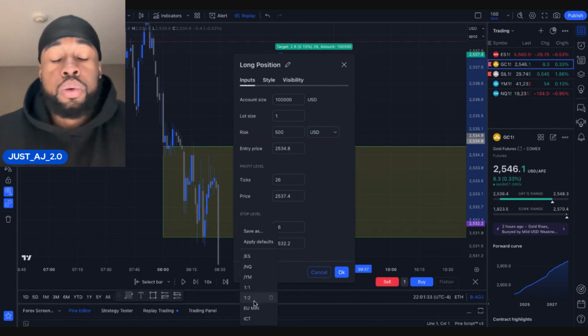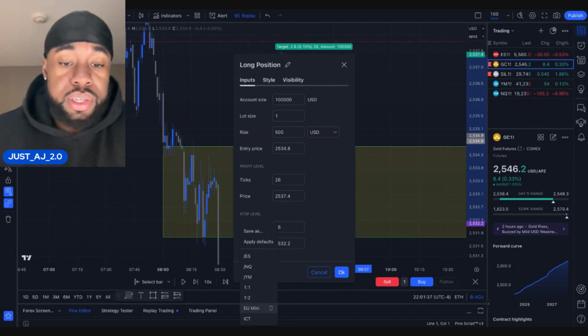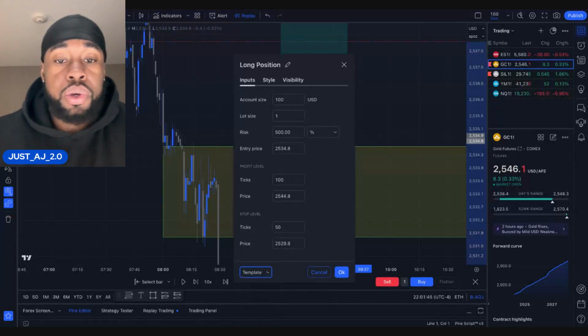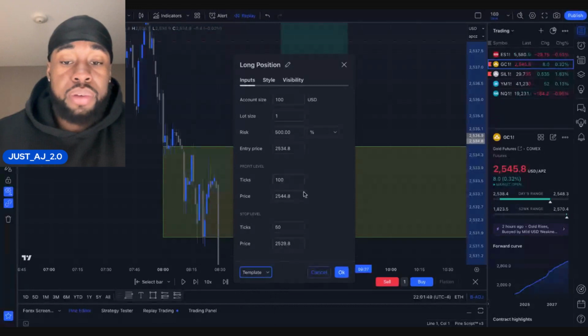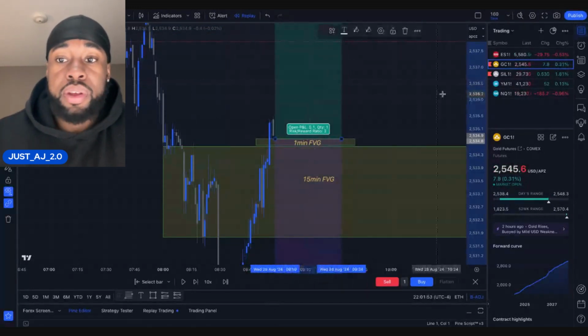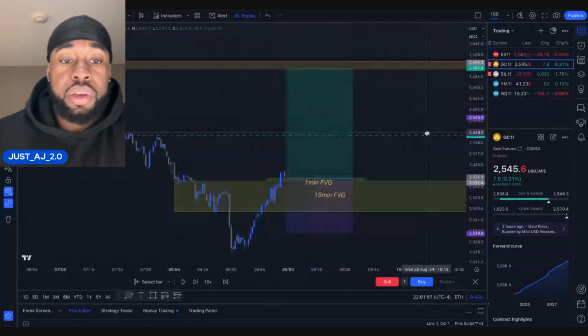So I used to trade a lot of Forex. So this is kind of like a position I created, but it's actually the same risk management I use for gold. So it's actually 50 tick stop, 100 tick take profit. So that's going to be set at the 1 minute fair value gap. And then we can kind of just watch this play out here, right?